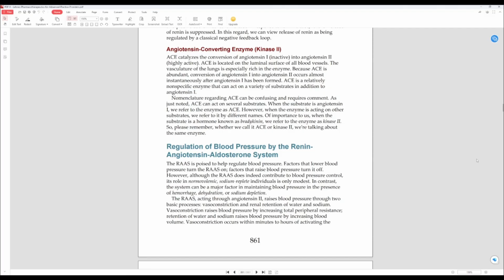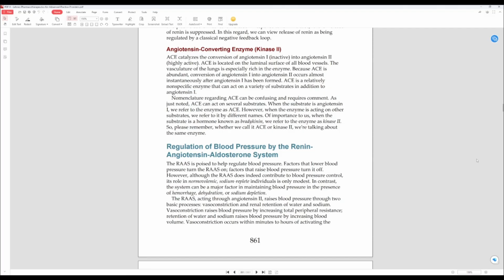Because ACE is abundant, conversion of angiotensin 1 into angiotensin 2 occurs almost instantaneously after angiotensin 1 has been formed. ACE is a relatively nonspecific enzyme that can act on a variety of substrates in addition to angiotensin 1. So the nomenclature regarding ACE can be confusing and requires comment.